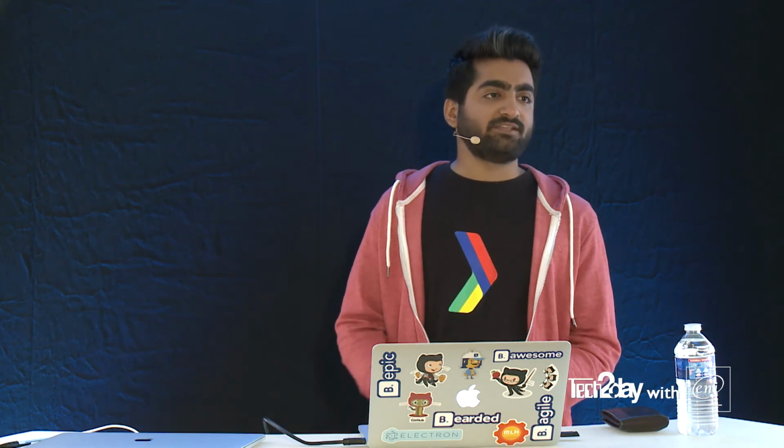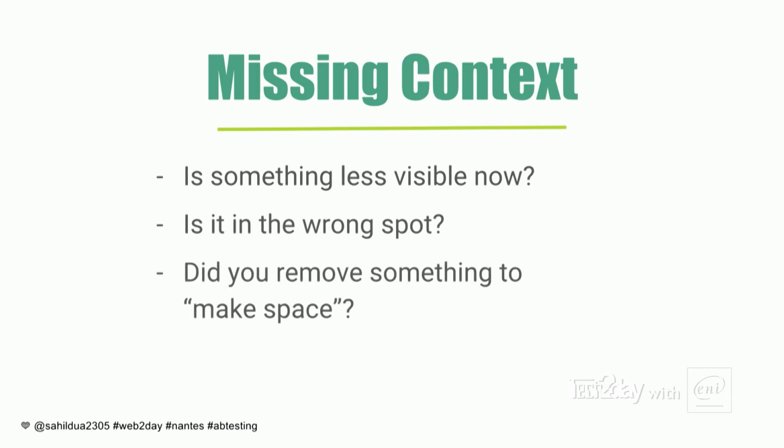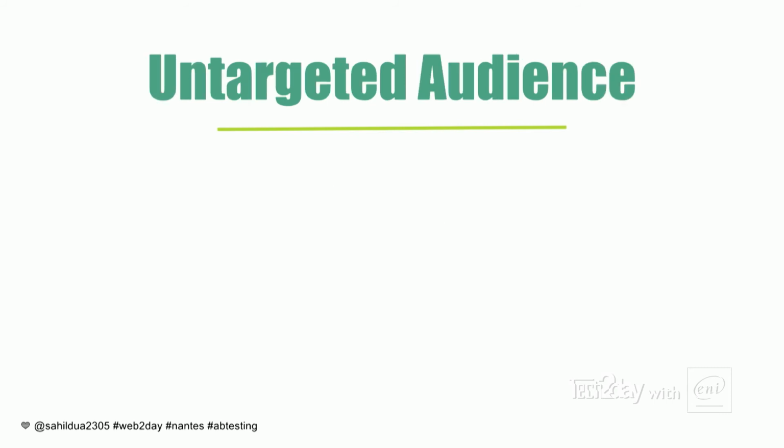Next is, you may be missing the context, and what that means is, how are you segmenting your results? Are your new changes less visible? Are you introducing something new and removing something that was already there? This is a very frequent case that you remove something to make space, or you shift something to make space for something new that you're going to add. And it may be possible that the changing of the location of that existing piece of information is making an impact, and that's going to skew your results again. This is where the segmentation comes into the picture.